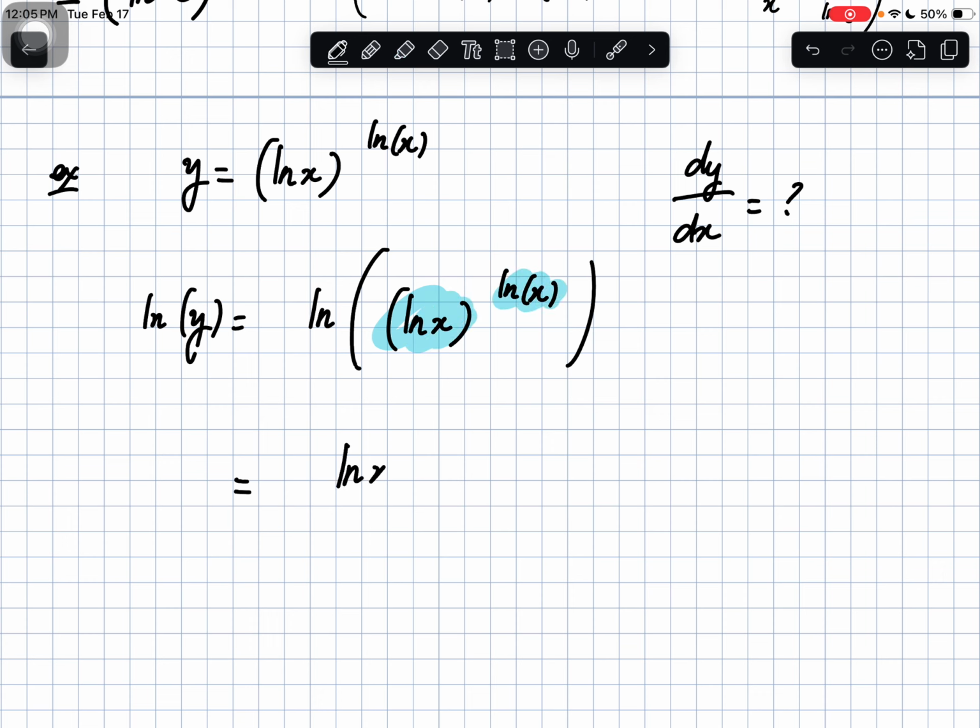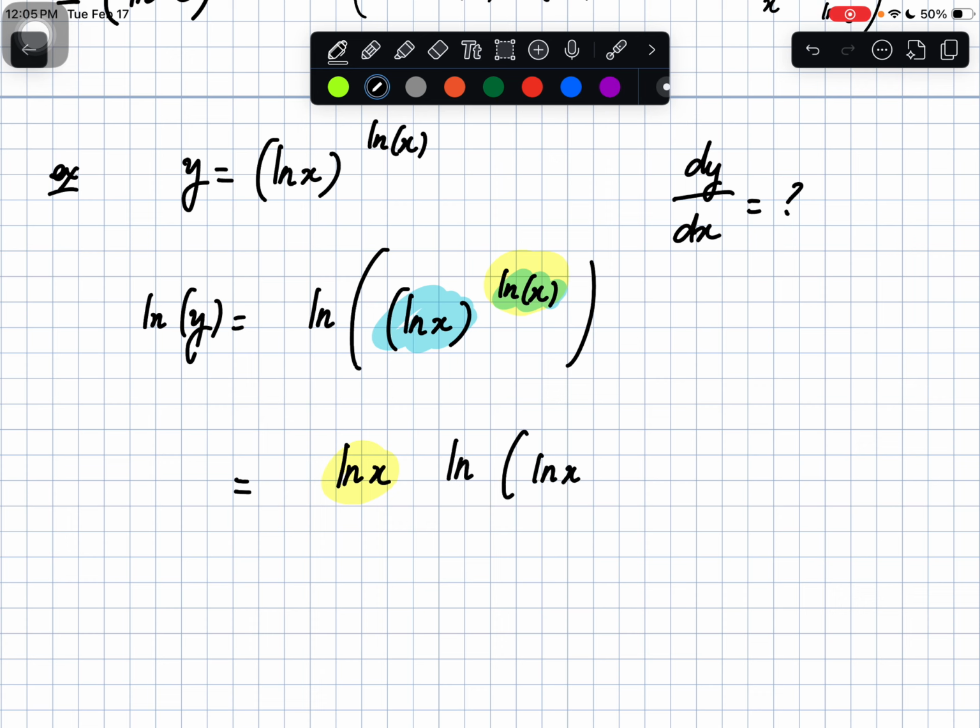We should use different colors. These terms here, ln x, so the blue terms here. We call that ln a power b, which is b ln of a.